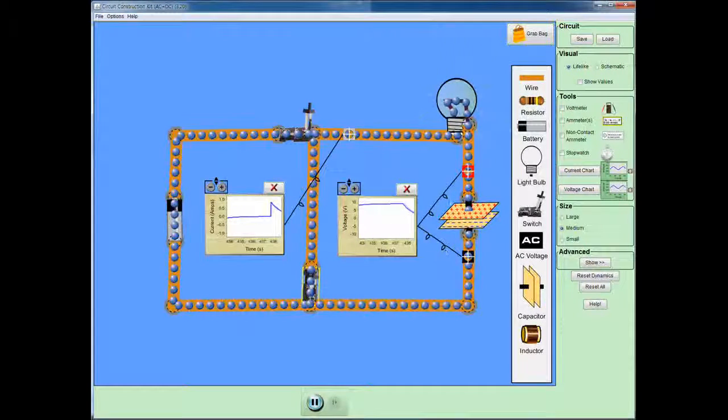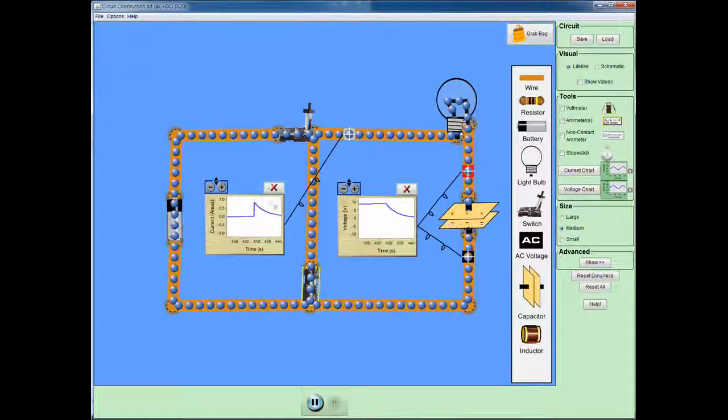Okay, now it's coming back, and try to remember the shape of this curve. The shape of the curve looks similar between the current and voltage. Not exactly the same, we will see, but they look similar.